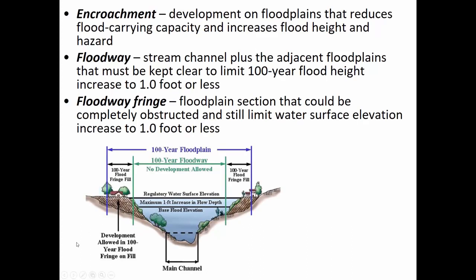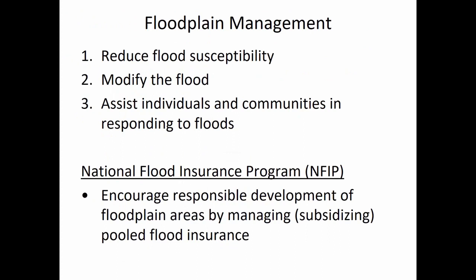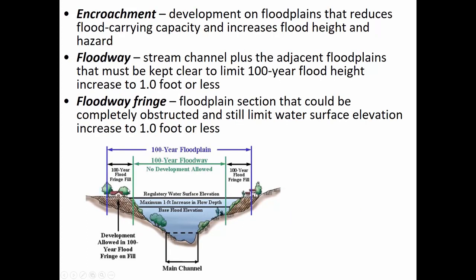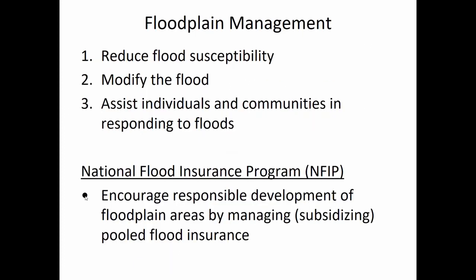So when trying to prevent the depth from getting higher than it was before things got developed, there's a couple of strategies. First of all, reduce the susceptibility to flooding, and that happens by things like reducing development in the fringe and reducing the amount of impervious area in the watershed. So those are the ways to reduce the flood susceptibility.